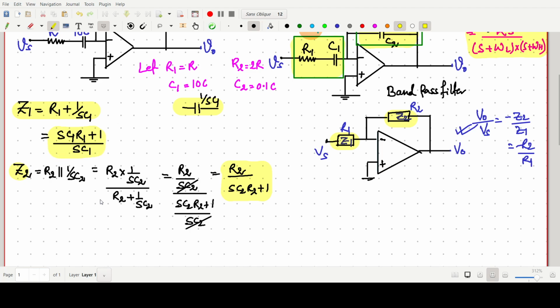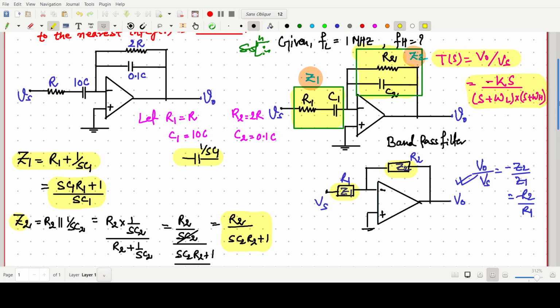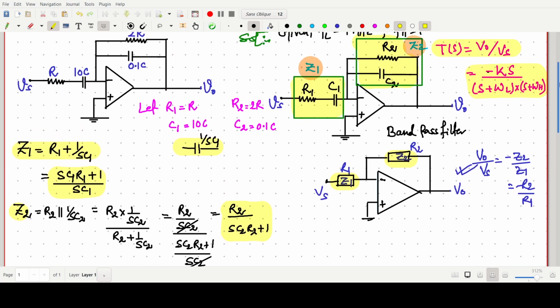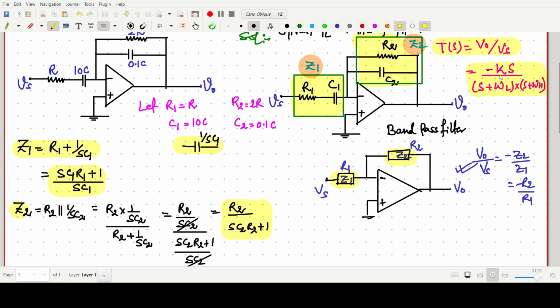Okay, so now Z1 and Z2 is there. So what we will write? Now we will write the transfer function. Because here I have already written, this transfer function will come like minus k times s by s plus omega l, where omega l is 2 pi fl.